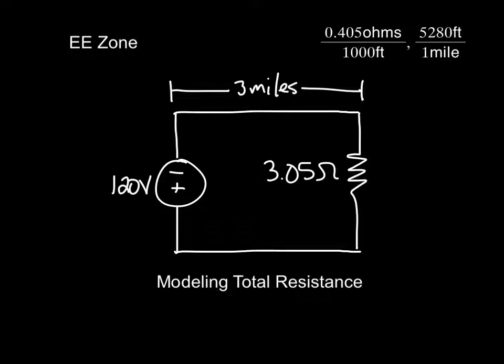In the past, when we've dealt with circuits, when our conductive material that's connecting everything is short, we just assume zero resistance. But in this case, since we have such a great distance, we're going to need to model that distance using these conversion ratios. The first one here is giving us ohms in terms of feet, and the second is feet in terms of miles. We're going to use that as part of our calculations here in just a second.